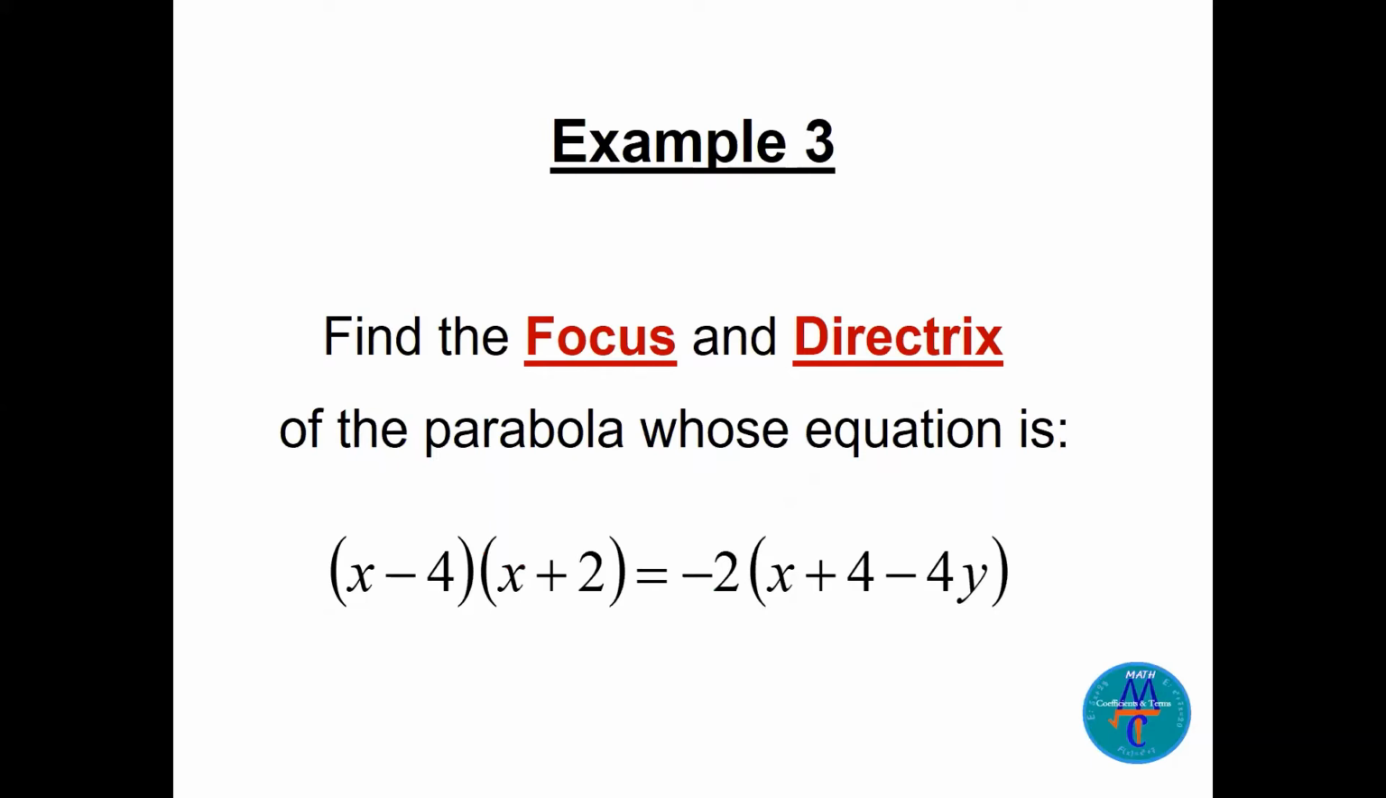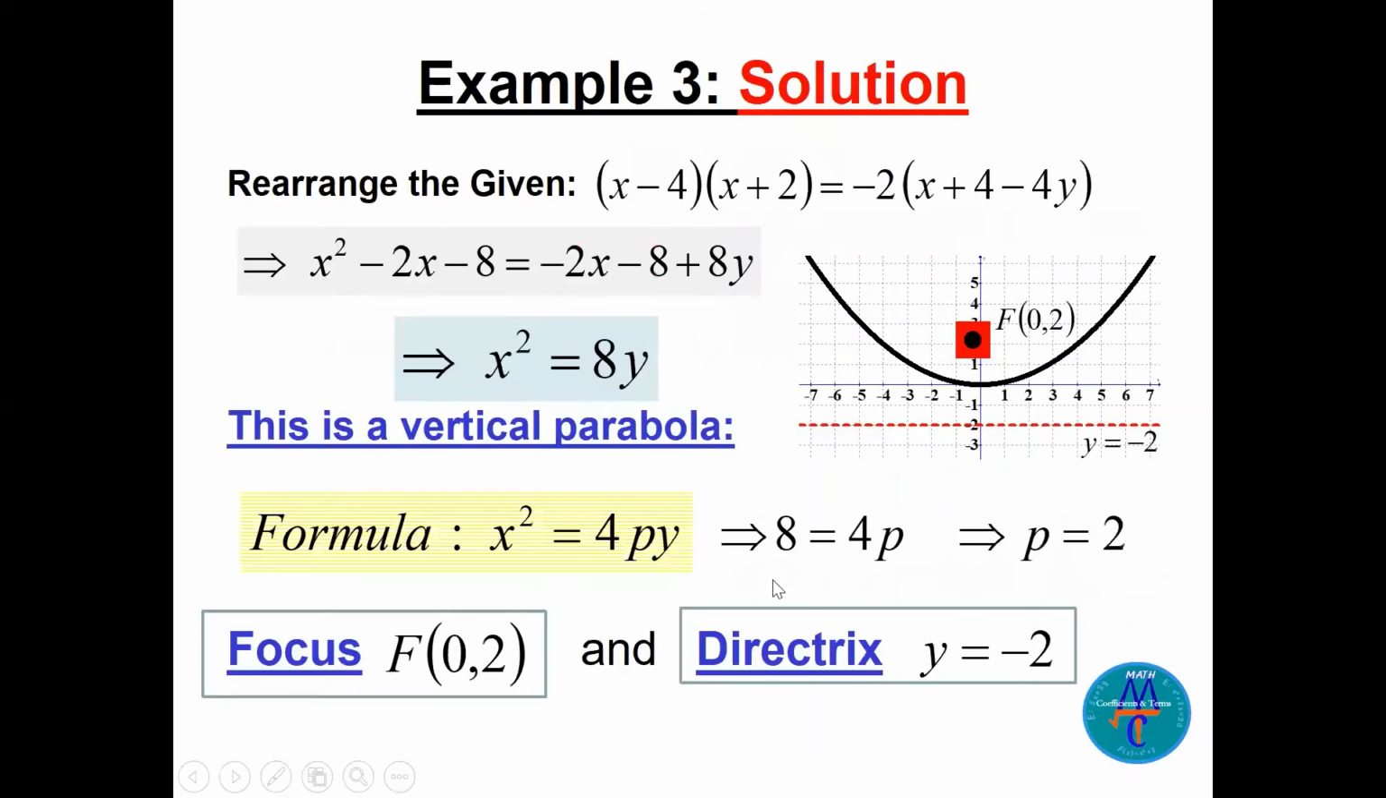To find p, we have to write the equation as x squared equals something y, or y squared equals 4 something x. In both cases, we have to rearrange this equation. So let's go. Multiply here: x squared plus 2x minus 4x minus 8. So it becomes x squared minus 2x minus 8. Here we distribute the minus 2. Simplify, and we will get x squared equals 8y.